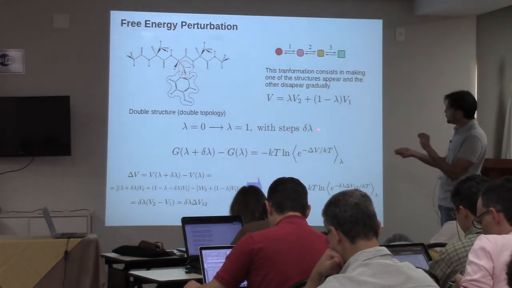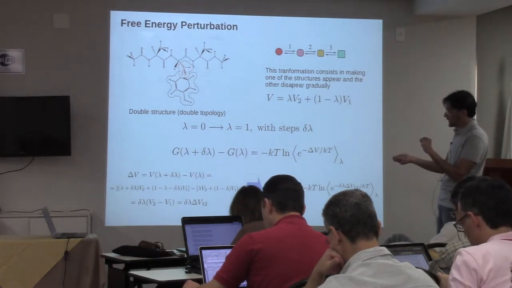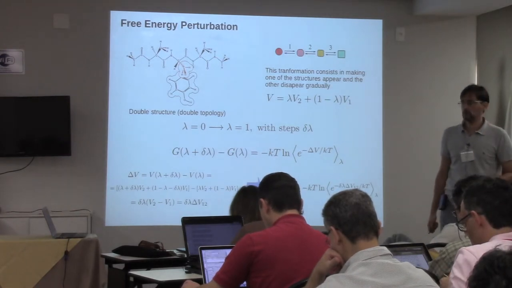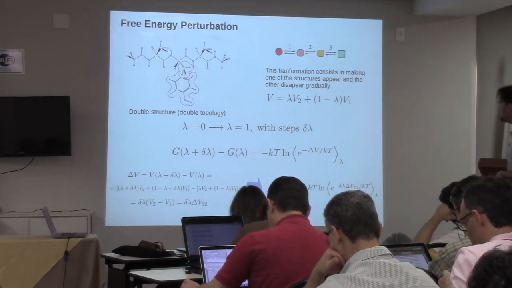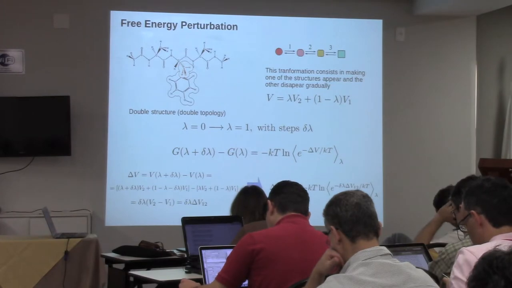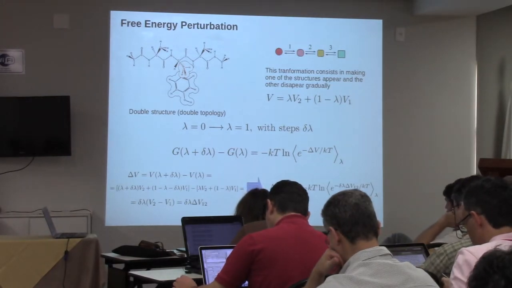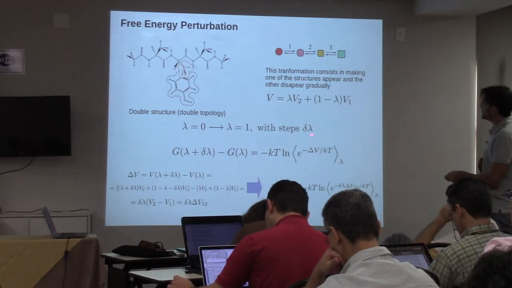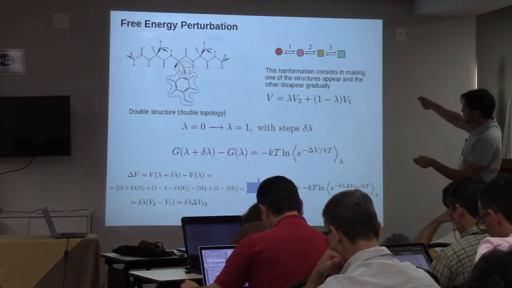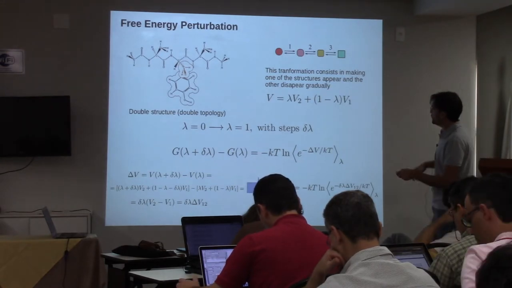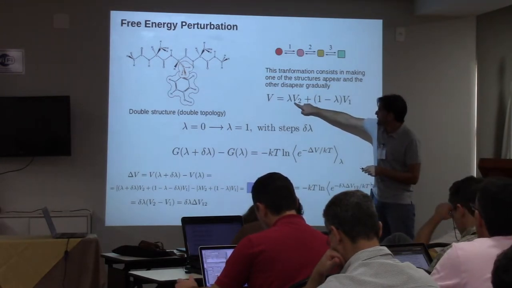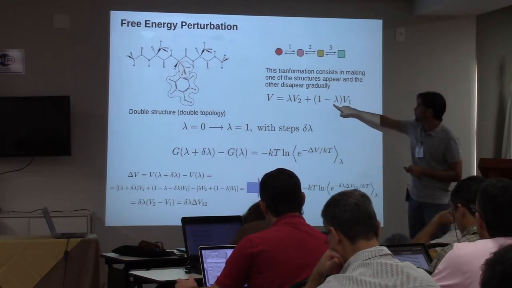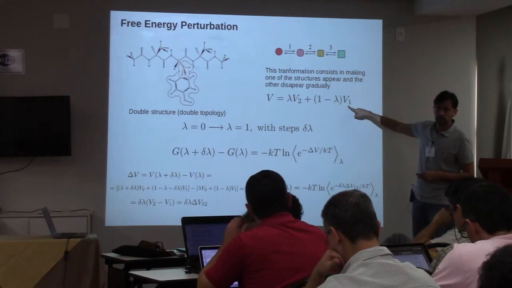However, I do a step delta lambda. This delta lambda can be, I don't know, 10 to minus 5, or let's say 1%, or 0.01. So this delta lambda, for example, if it is 0.01, means that a second simulation will be such that we will have 0.99 times V2 plus 0.01 times V1.